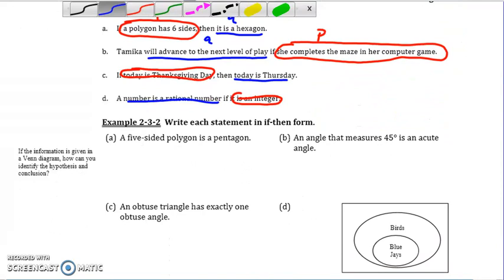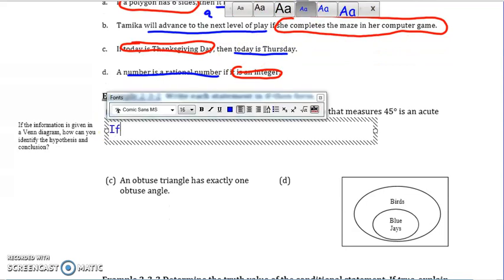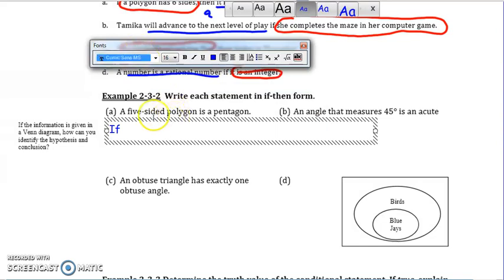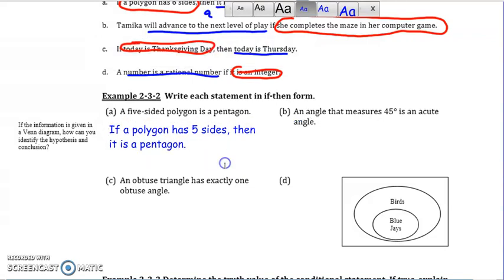All right, so in this next one, we're going to write our if-then statements with what is given. So let's go ahead and do if, and then we're going to put our hypothesis. A polygon has 5 sides. If a polygon has 5 sides, then it is a pentagon. And pentagon is the conclusion. So that's kind of the idea behind these if-then statements.